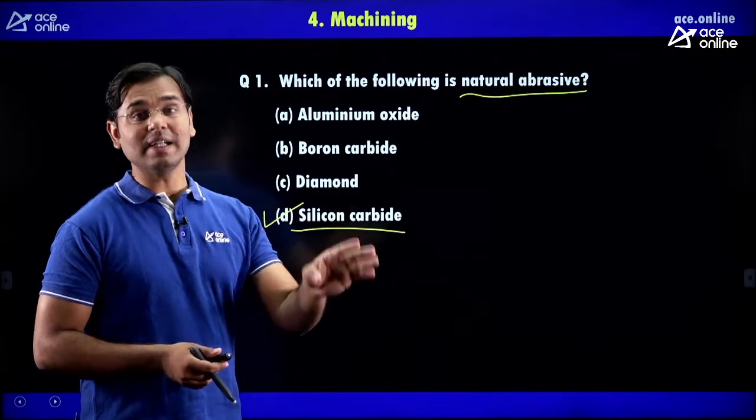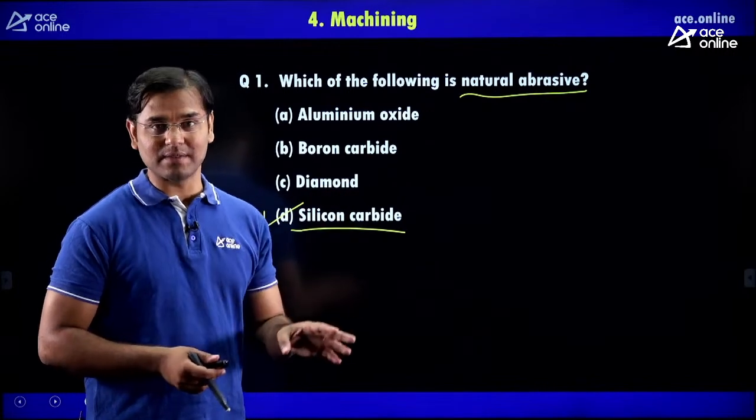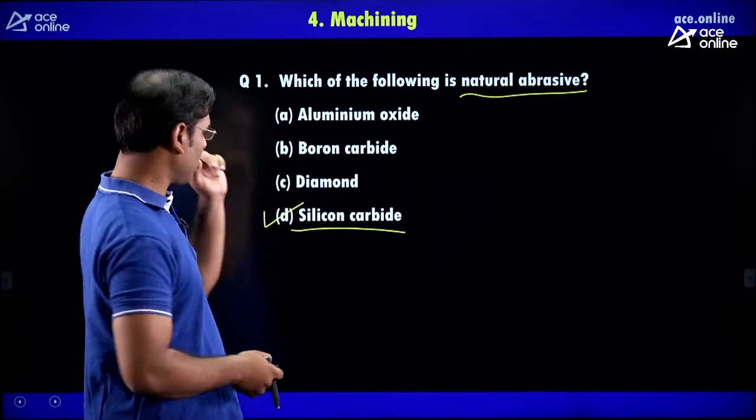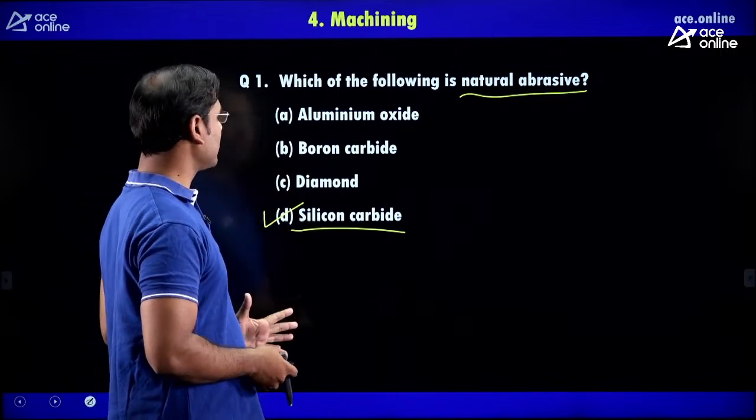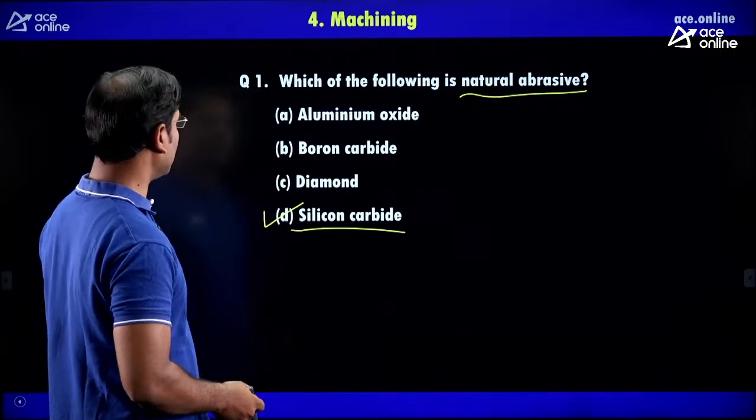They are synthetic, meaning they are man-made. Yes, these are not natural. Very easy. This is the question of the grinding machine. The correct answer is option D.